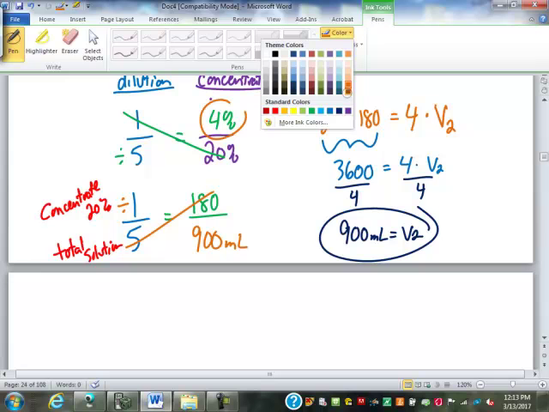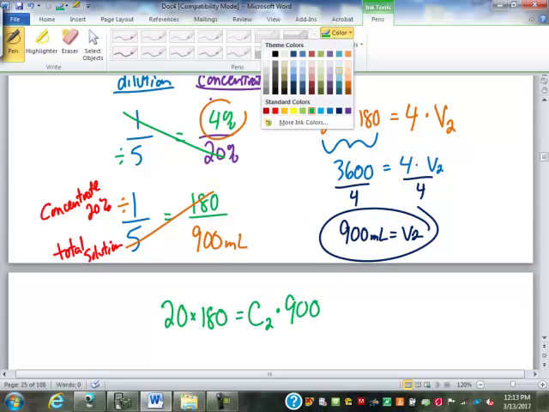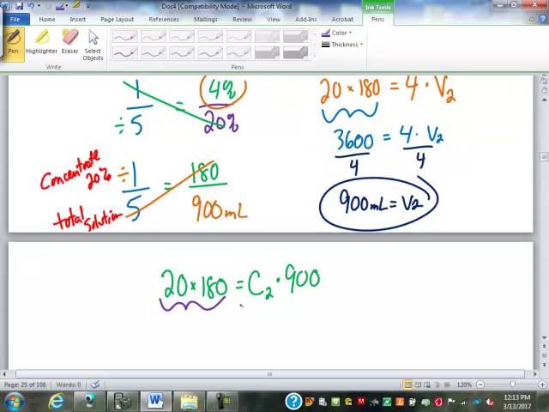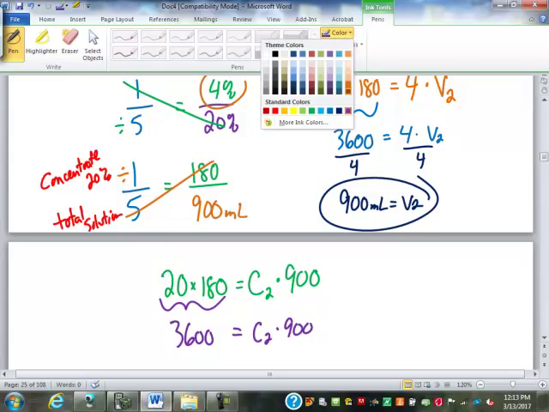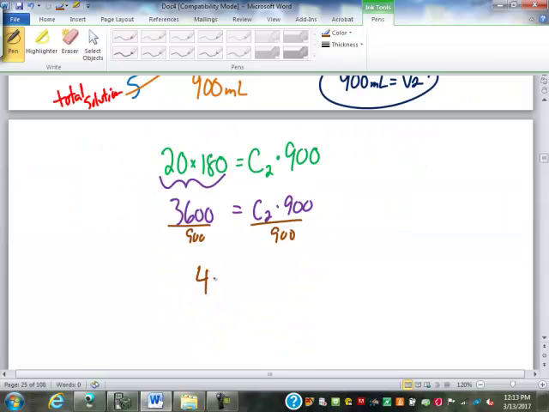And then we could use that in our formula. We have 20%. We had 180 milliliters of it, equals, we could find our new concentration if the volume is the 900. And the process is going to look pretty much the same. 20 times 180 is 3,600. And then to find our concentration, we divide by 900. 3,600 divided by 900 is 4. So that's 4% is our new concentration.